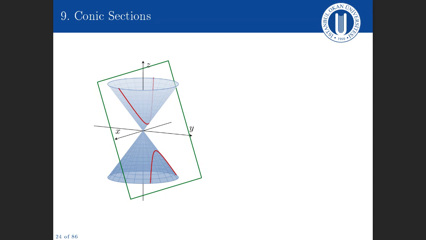Next, let's make our cut even steeper so that it cuts the top half and it cuts the bottom half. Then we get a curve like this. This is called a hyperbola.